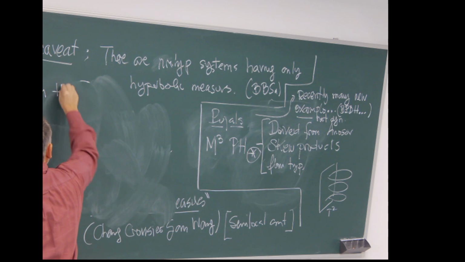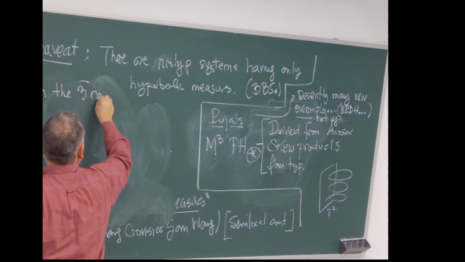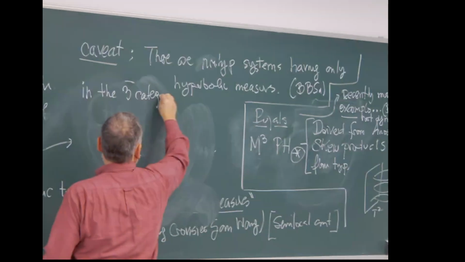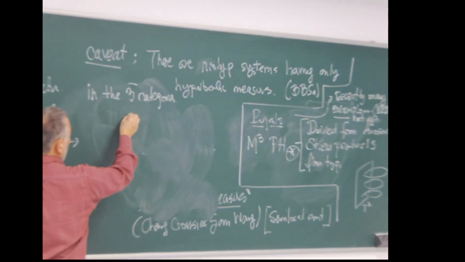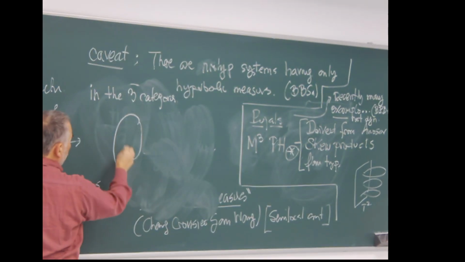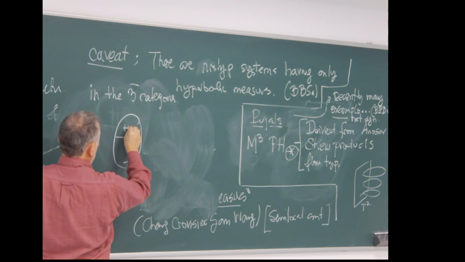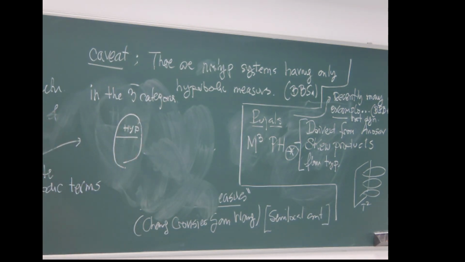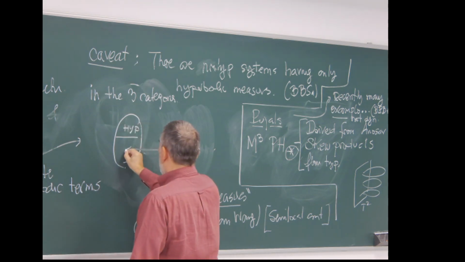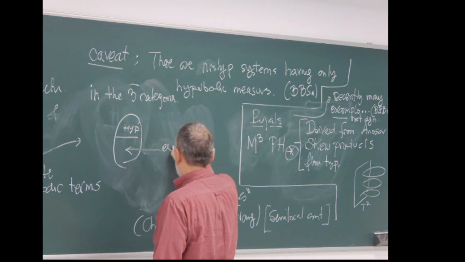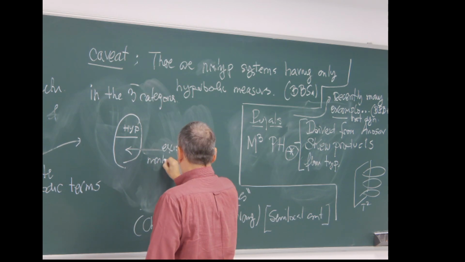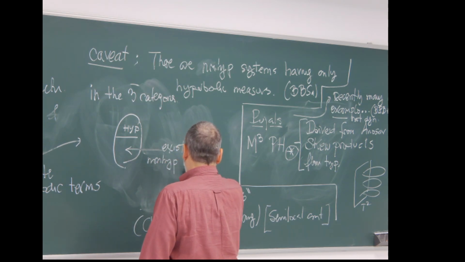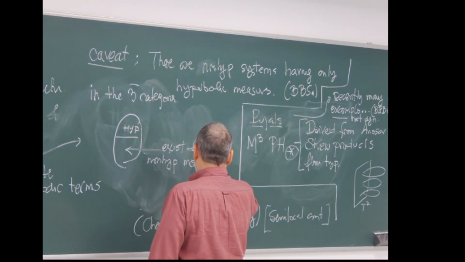In the three categories, you have the following situation. You have hyperbolicity, which in this case means Anosov. And in the complement, you have existence of non-hyperbolic measures.